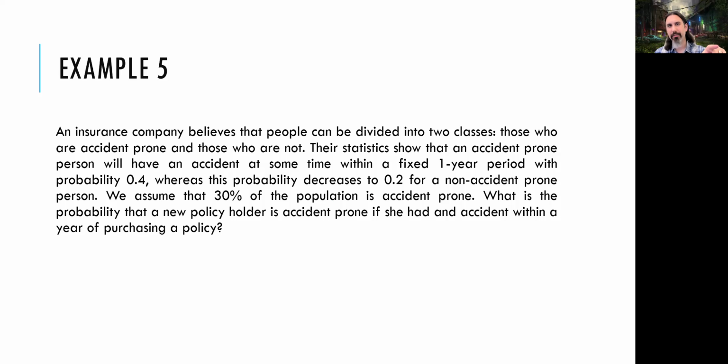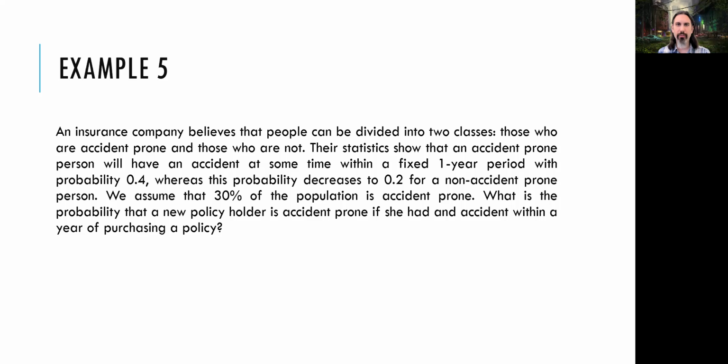"If" is the same as "given." We can write "if" or "given." They both state the condition. If she had an accident, she had an accident within a year of purchasing a policy. Okay, having an accident in the first year.